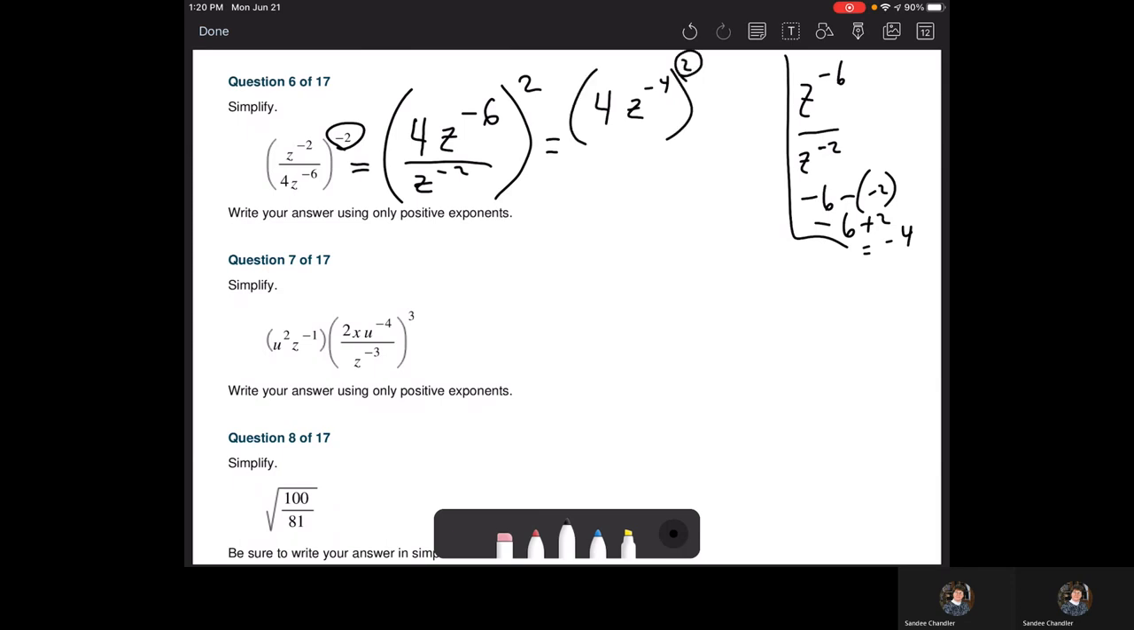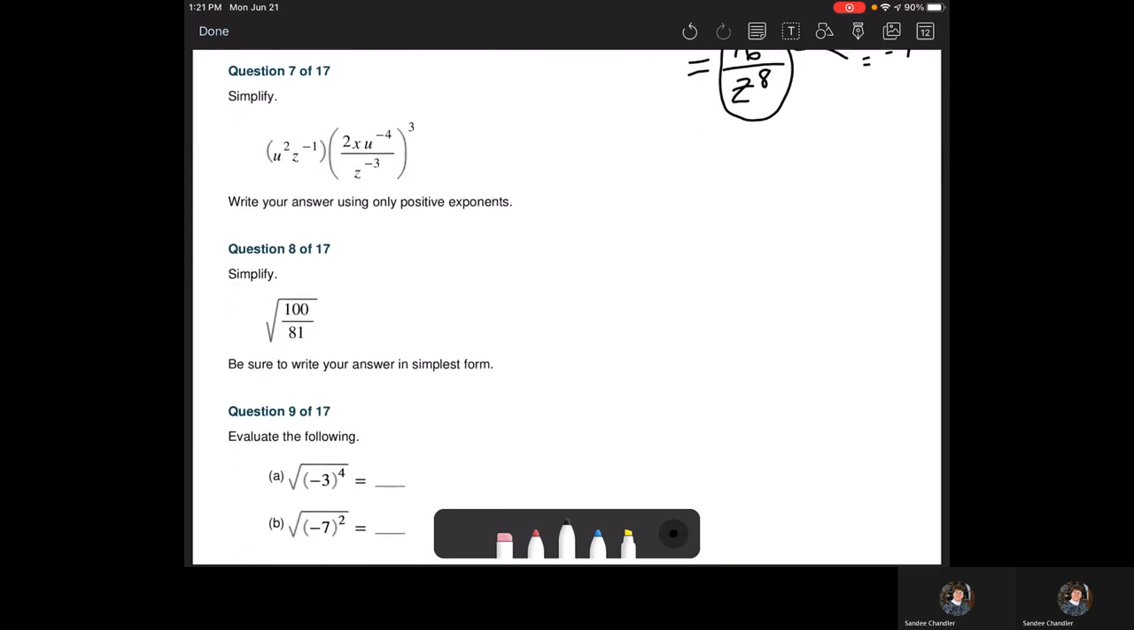Now I'm going to take care of the exponent on the outside. I don't worry about negatives till the very end. So 4 squared, unless it's a negative on a fraction, then I'll go ahead and flip it. 4 squared is 16. Z to the negative 4 squared, multiplying those exponents, that's going to be a negative 8. But then you notice you've got the reciprocal rule here. So that's going to be 16 over z to the 8th. If you've got any questions about any of these, post them in the discussion in D2L.